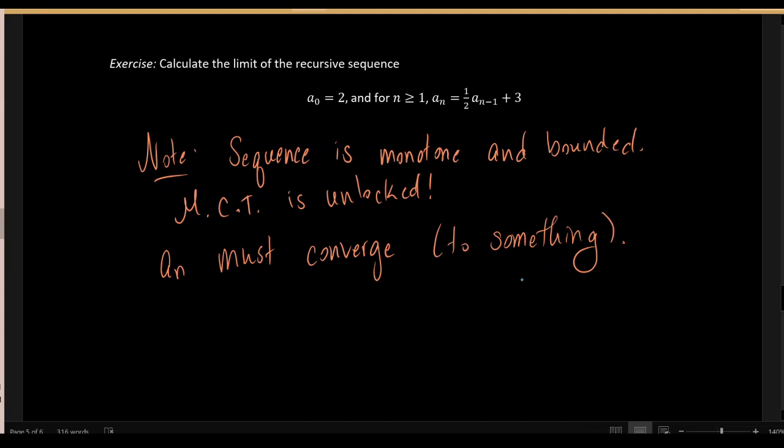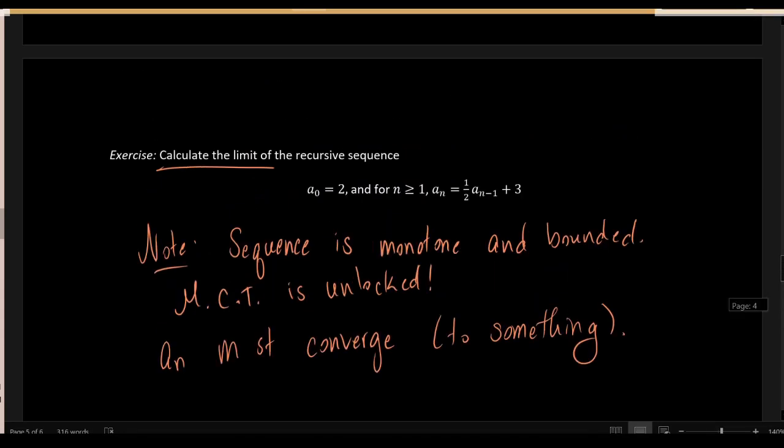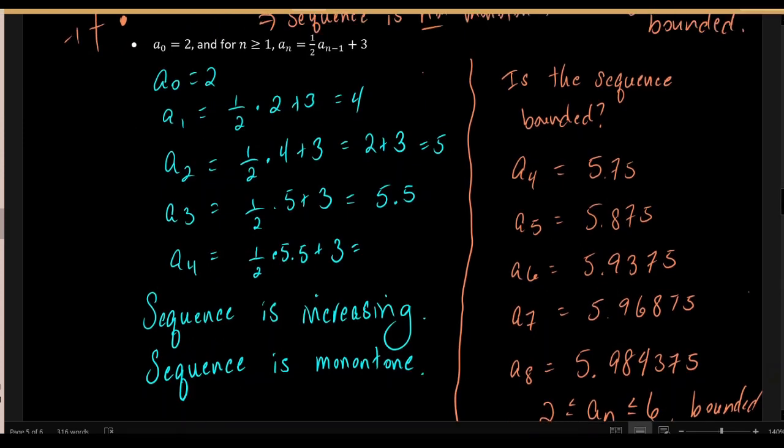So the question is, can we find out exactly what the sequence converges to? Can we calculate the sequence's limit? Now, looking back at the terms in the sequence, I suspect that the limit of the sequence is 6, because in our calculations we can really see these terms getting closer and closer in value to 6 as the index n increases.